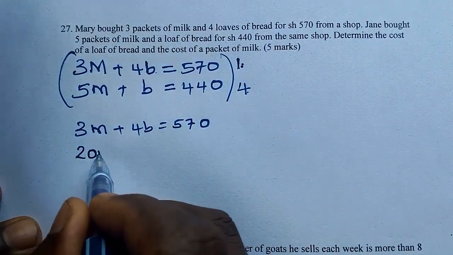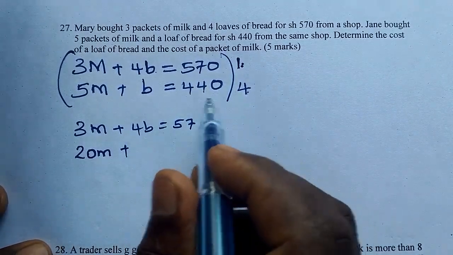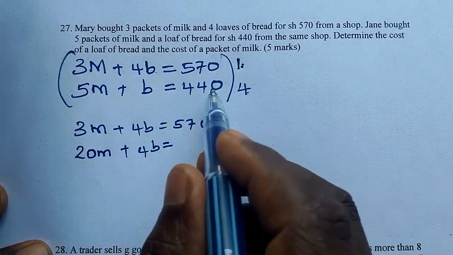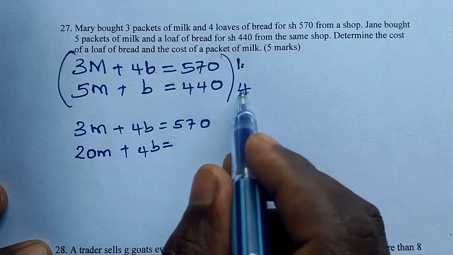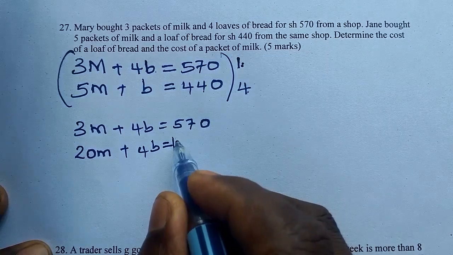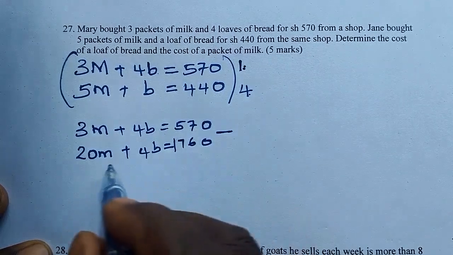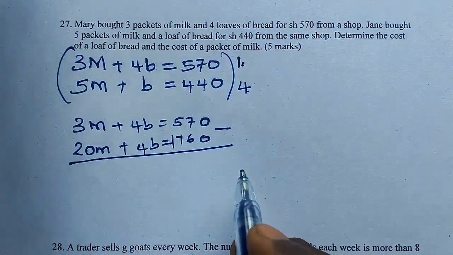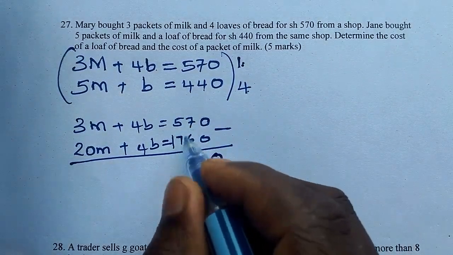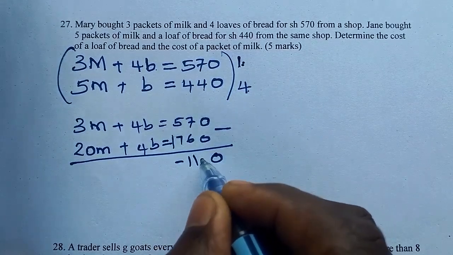20M plus 4B is equal to 440 times 4. The answer will be 1760. So because we want to eliminate B, we subtract. You use a calculator, you subtract that, you get negative 1190.